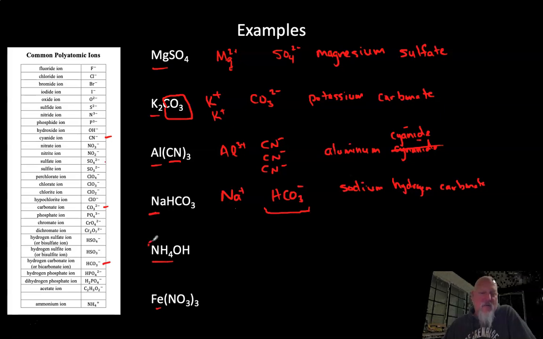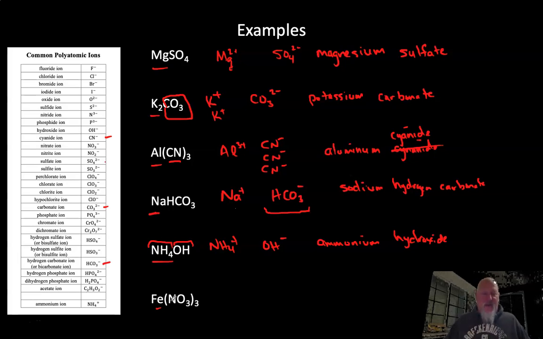NH4, remember we said that was ammonium. OH is hydroxide. So this is made of NH4+ and OH- ions. They're one-to-one because an NH4+ and an OH- cancel each other out. This is known as ammonium hydroxide.